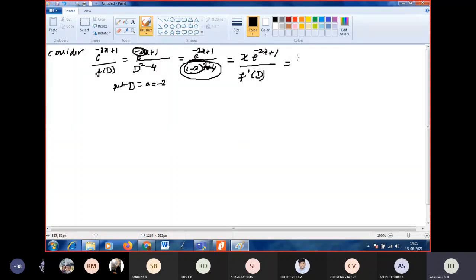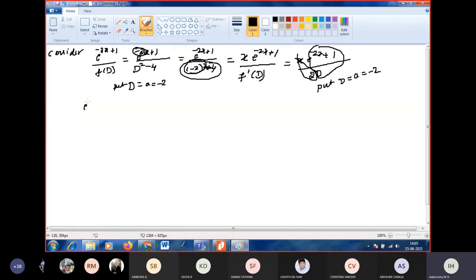Now which is equal to x into e power minus 2x plus 1, divided by what is f dash of D? 2D. Okay, so now you can keep x by 2 outside. Next we have to simplify this one. It is like e power ax by f of D, so type 1. Put D equal to what? Minus 2.